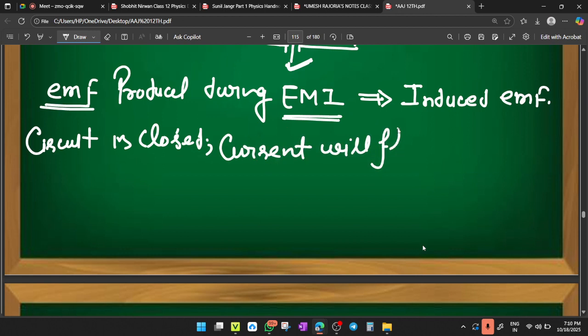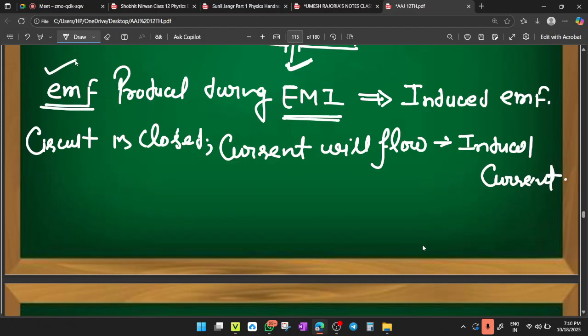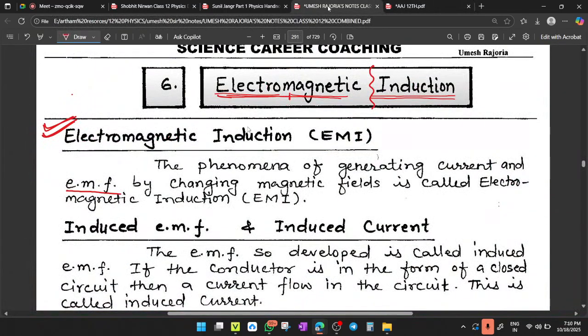Current will flow, and this current is called induced current. So two things are there: induced EMF and induced current. First there is a production of induced EMF. After that, if the circuit is closed, then there will be a flow of induced current.